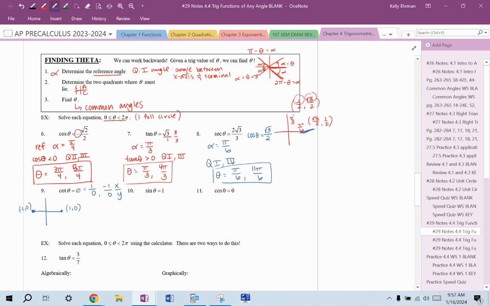So I don't need quadrants for this one. I can just say, oh, it's one of these two angles. So theta is either 0 or pi. Those are the two places where cotangent would be undefined.